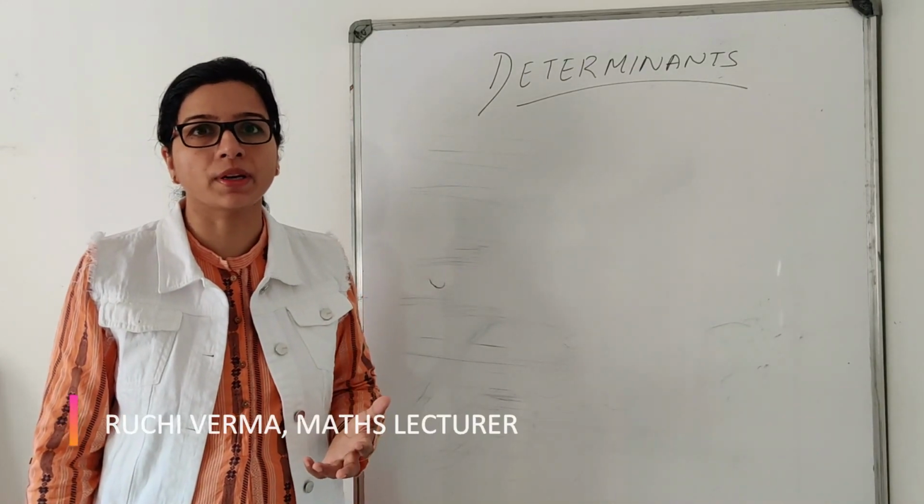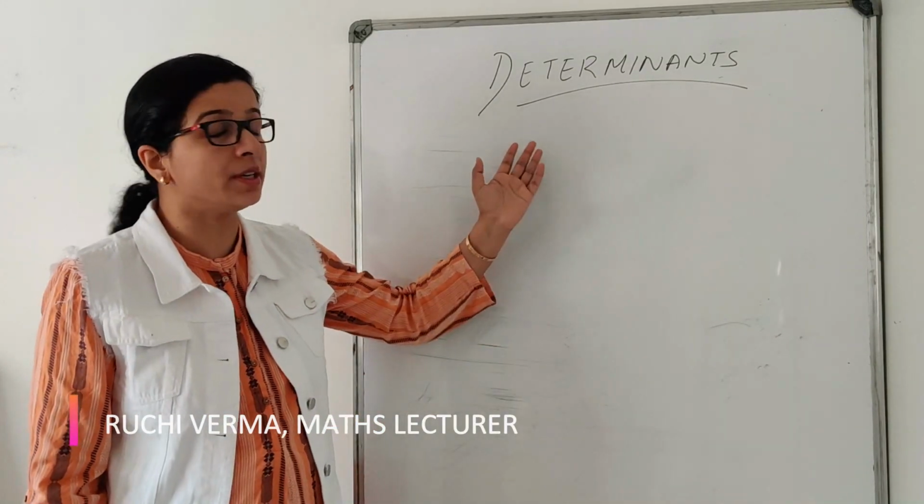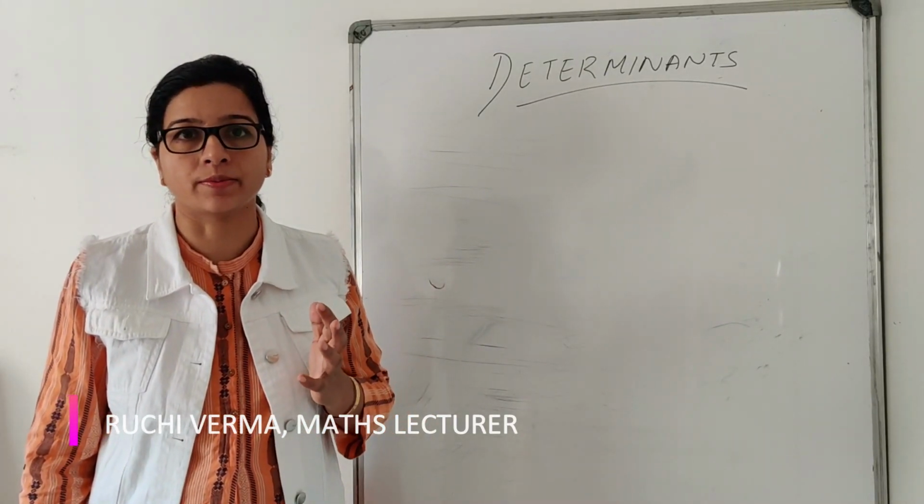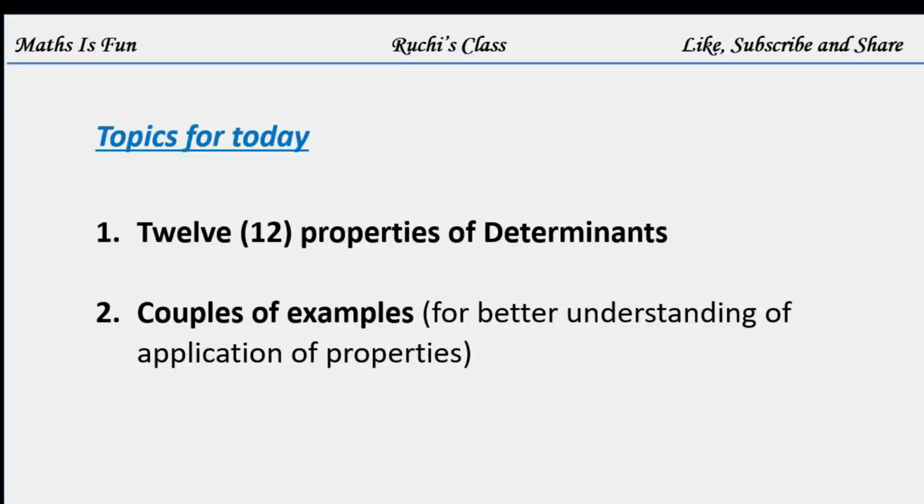Viewers, today's topic is the subcategory of determinants, that is, properties of determinants. Today we will learn 12 properties of determinants which will help you to calculate determinants of order greater than 2. Thereafter we will do a couple of examples explaining the application of these properties.